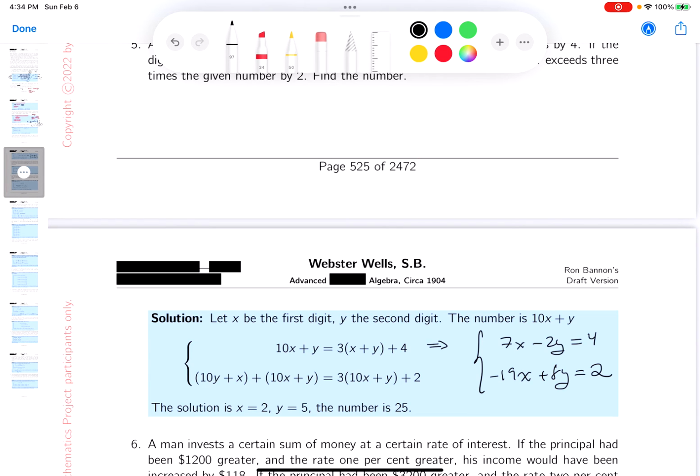I'm going to redo the first equation. 10x plus y equals 3x plus 3y plus 4. Well, that would give me 7x minus 2y is equal to 4. Did I get that? Yes. I'm pretty good with that. All right. Let's do the other equation. That's going to give me 11y. Whoops. And then it's going to give me 11x.